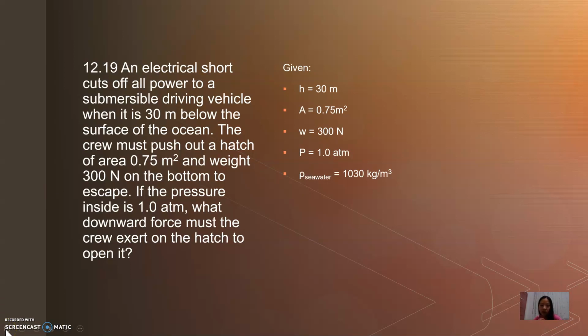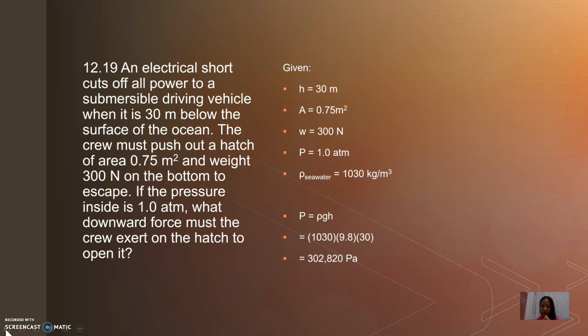You're given the depth, 30 meters, area of 0.75 square meters, weight, 300 newtons, pressure, 1 atmosphere, and the density of the seawater is 1,030 kg per cubic meter.